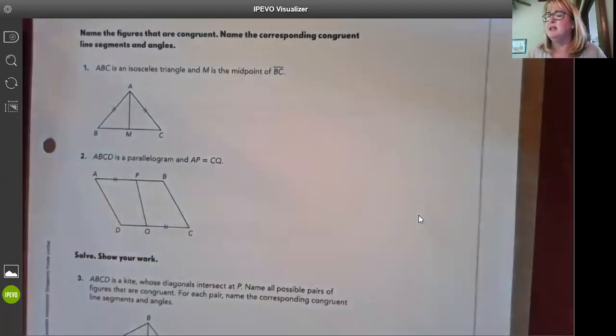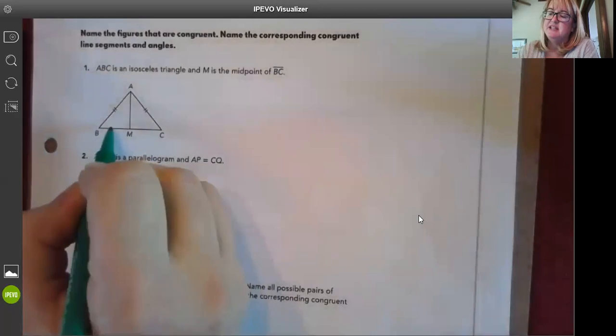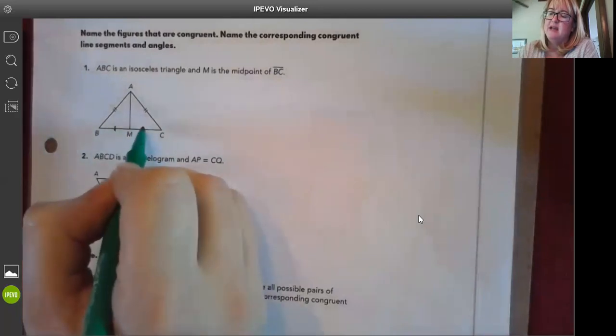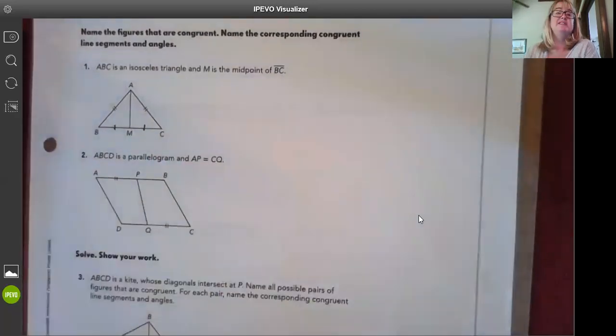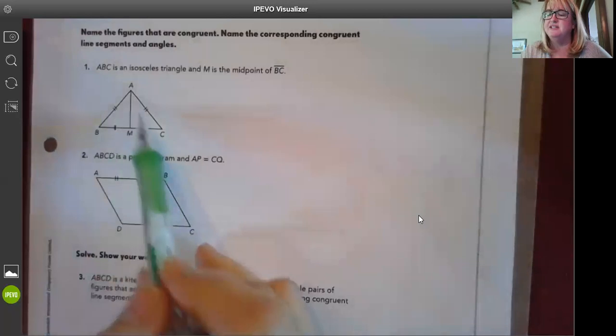Okay, so let's get started. We want to name the figures that are congruent, name the corresponding congruent line segments and angles. We said that M is the midpoint. So that means that BM and CM are the same length. So I put a little hash mark there. So these two are the same length. These two are the same length.